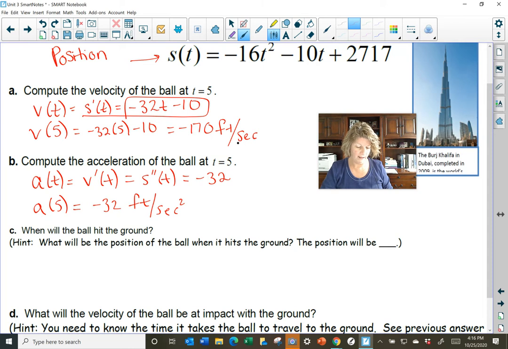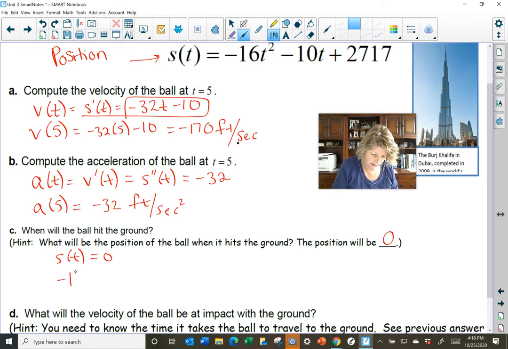When will the ball hit the ground? And then we got a hint. It says, what will be the position of the ball when it hits the ground? The position would be at 0, wouldn't it? So when will it hit the ground? I'm going to take the position function and set it equal to 0 and then solve that.